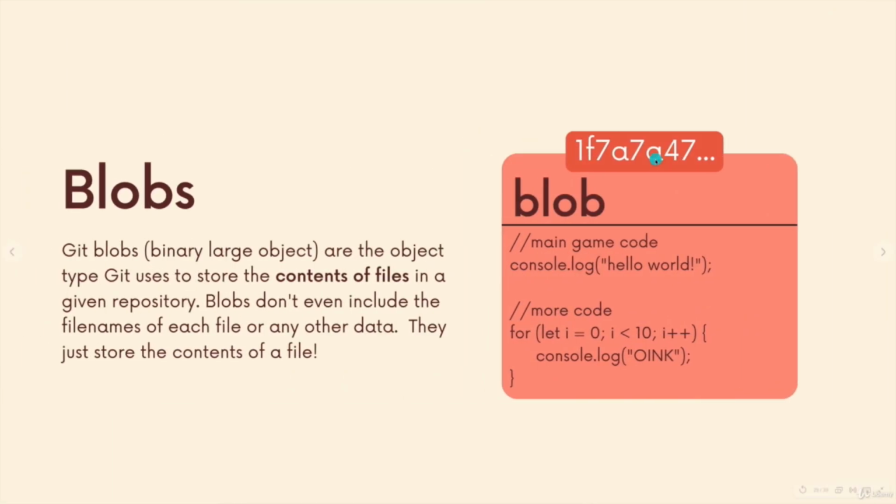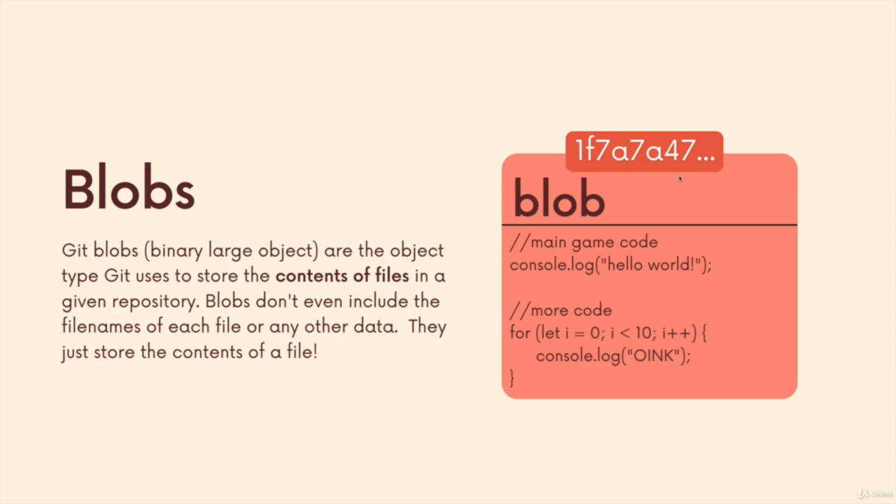Now, what's interesting, as I said, is that the file name is not included. So you can visualize a blob like this. This is the content in a file, some JavaScript file. Git, of course, keeps track of a file name, and that's where trees come in. But Git stores the contents of a file separate from the name. And then each blob gets its own hash.